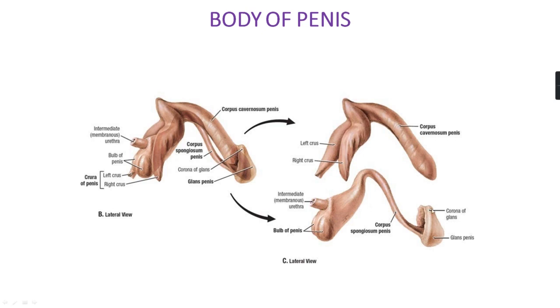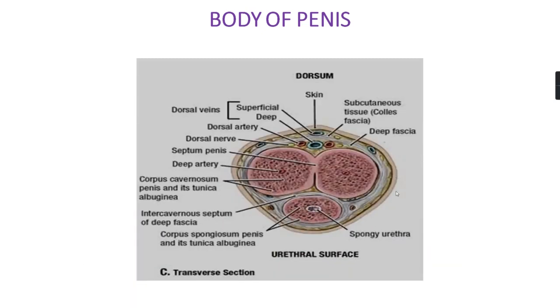Its terminal part, you can see in this picture, is expanded to form a conical enlargement that is called the glans penis. Throughout its length, the corpus spongiosum is traversed by the urethra, and like the corpora cavernosa, it is surrounded by a fibrous sheath. This is a transverse section of the body of the penis.